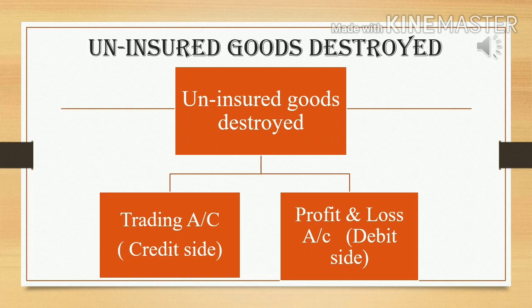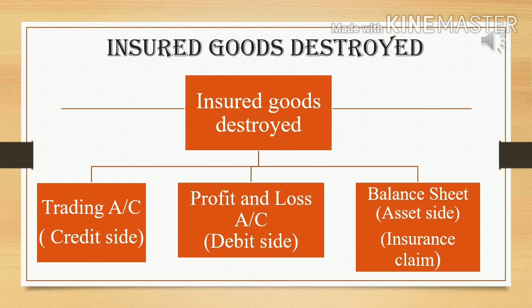Now, if you will see, the goods are going out of the firm. And as I told you, whenever goods go out of the firm, they are recorded in the trading account credit side. So, the very first effect is trading account credit side. Second, it is a loss for the business. Goods are getting damaged, goods are getting destroyed. It is a loss for the business. So, loss is recorded in profit and loss account debit side. So, altogether, the adjustments for uninsured goods destroyed are as follows. Number 1, trading account credit side. Number 2, profit and loss account debit side.